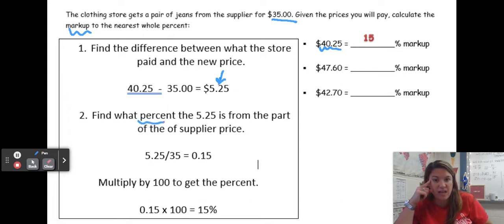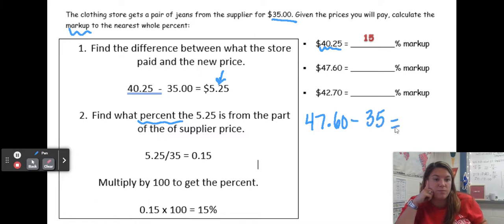So now we're going to find what percent 5.25 is of that $35. The 5.25 divided by 35 gives us 0.15 on your calculator. And if you multiply that by 100, we get the percent of markup, which is 15%. So now you're going to try that with the $47.60. First, remember you have to find the difference between what you're paying and what they bought it for. Then you're going to divide it by the original amount that they paid, because you want to know what percent this amount is out of the $35 that they paid for it.